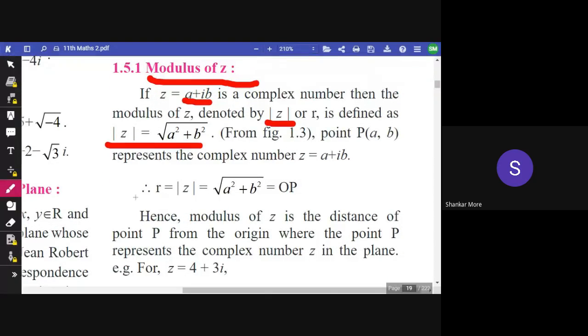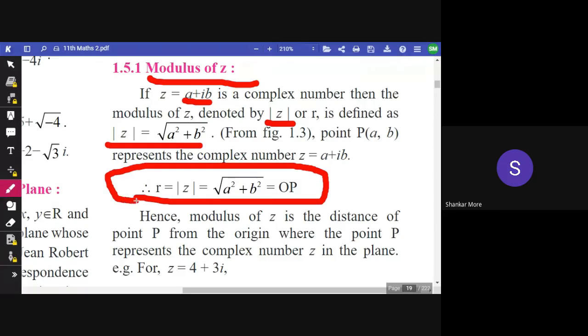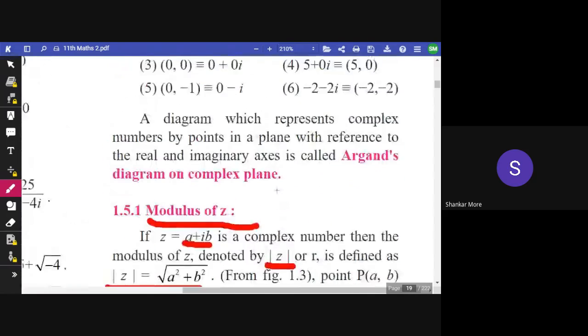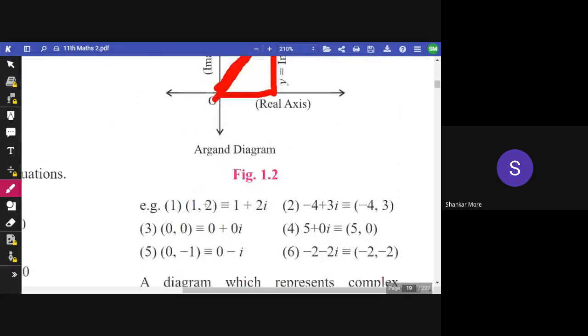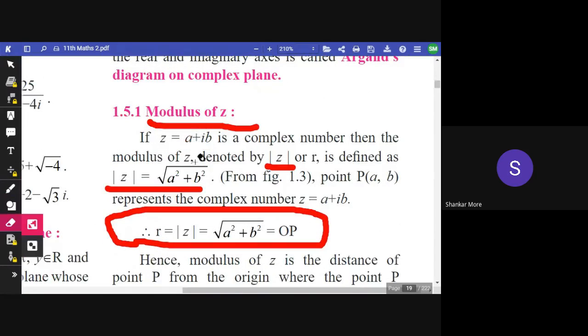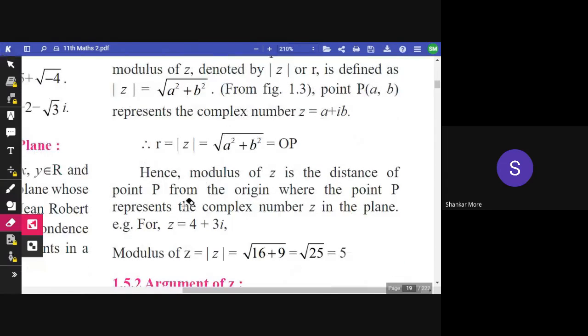So what we have got is r equals mod of z equals the root of a square plus b square, equals OP. What is OP? OP is this line, or we can say a hypotenuse. This is the opposite side and this is the adjacent side, correct? So this is a kind of hypotenuse. Remember this. Next point. Hence, the modulus of z is the distance of point P from the origin, where the point P represents the complex number z in the plane.